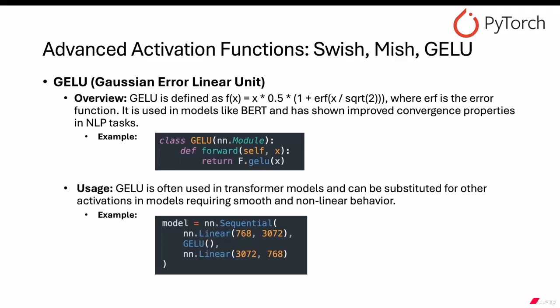GELU is often used in transformer models and can be substituted for other activations in models requiring smooth and non-linear behavior. So here is a model, nn.Sequential, where nn.Linear has some parameters, then pass the GELU function, and then another nn.Linear with some other values, which are 3072 and 768.